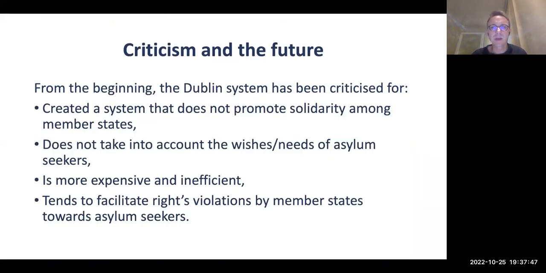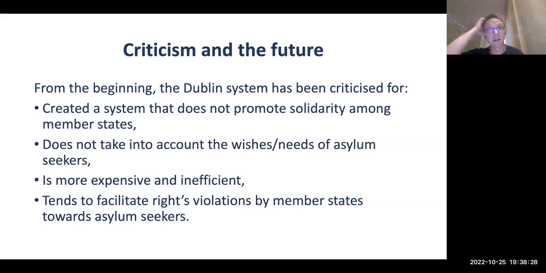There's a lot of criticism, and I'm not going through all of it now, but we can touch upon it in the discussions. The system is not working at all. It is not providing what it wanted to provide, more solidarity amongst member states. In a practical sense, it is creating a lot of problems, often making the asylum procedure much longer. And we're talking not just about some weeks, but often about years.